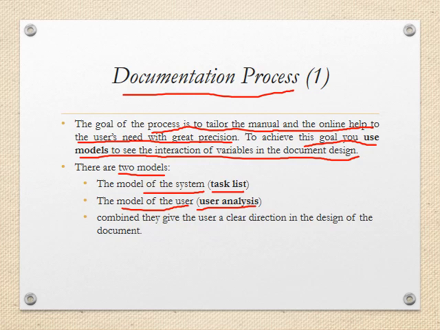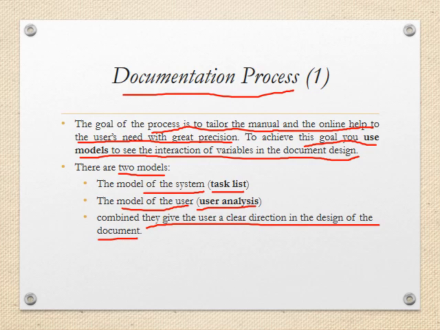And we mean by the model of the system the list of the tasks that we need to perform, and model of the user means the user analysis, or like the set of needs or tasks that need to be performed by the user. Combined together, they give the user a clear direction in the design of the document.